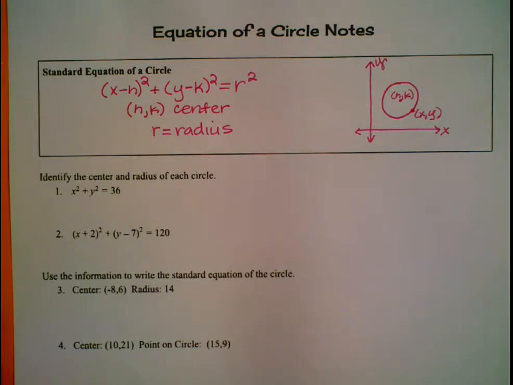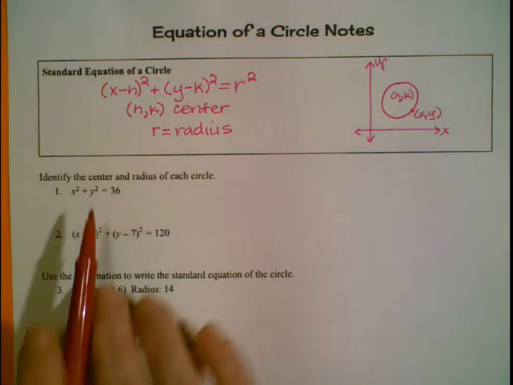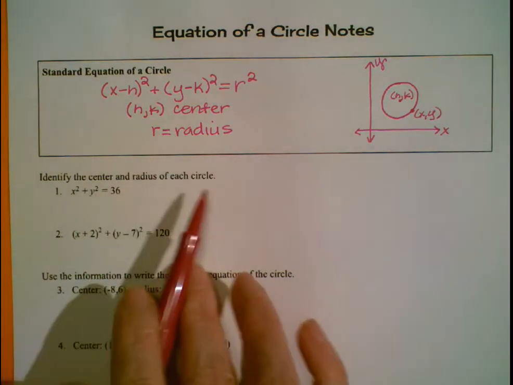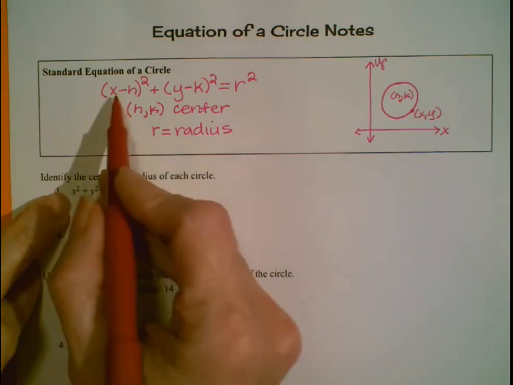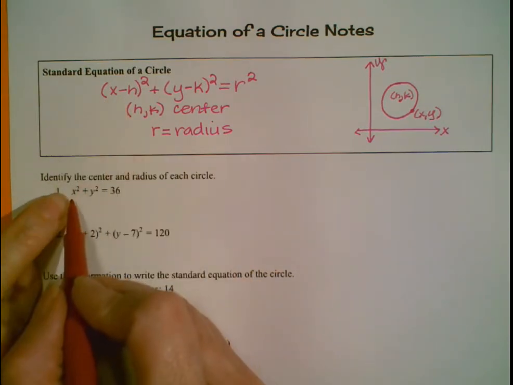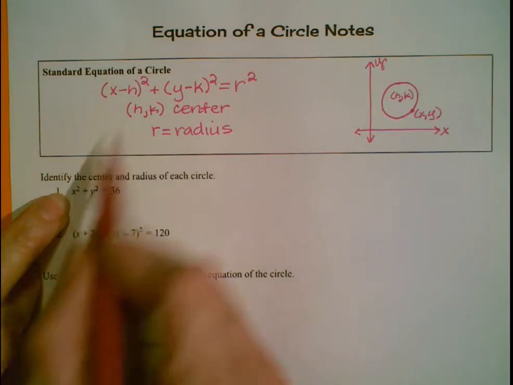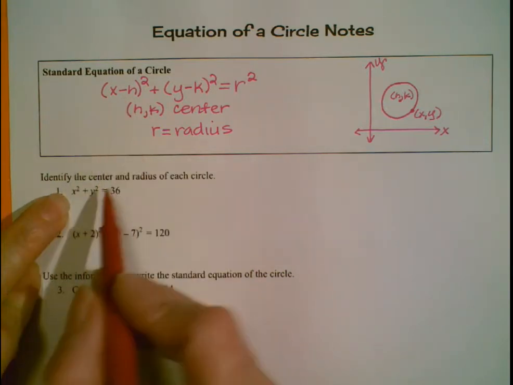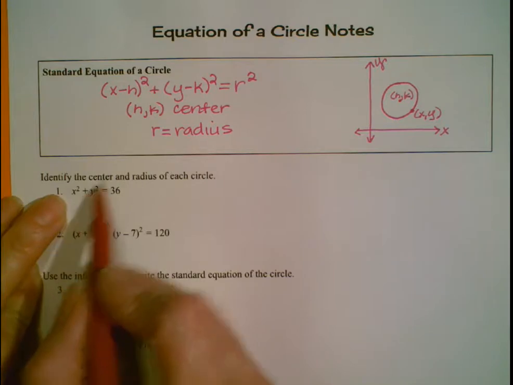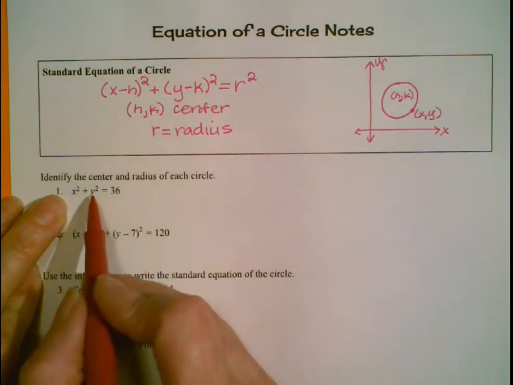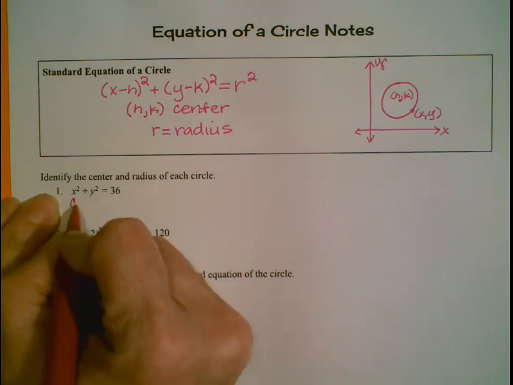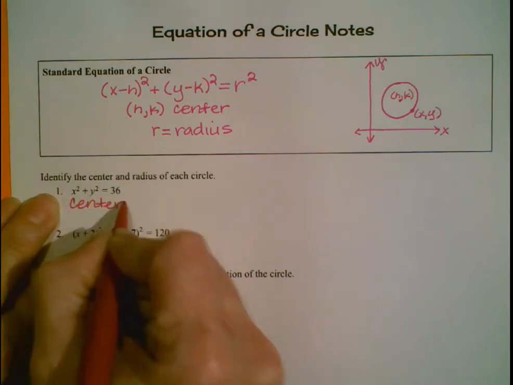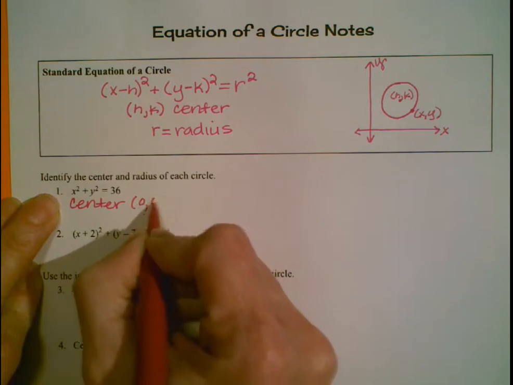All right, so continuing on a theme, let's look at some examples. Identify the center and radius of each circle. So in this case, because there is no value being subtracted from x, nothing that's visible, that tells me that the value of h must be 0. Likewise, in this y quantity, if y minus k is just y, then k must be 0. So our center, in this case, is at 0, 0.